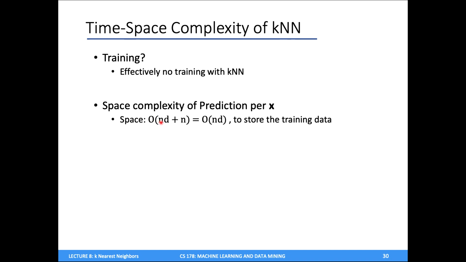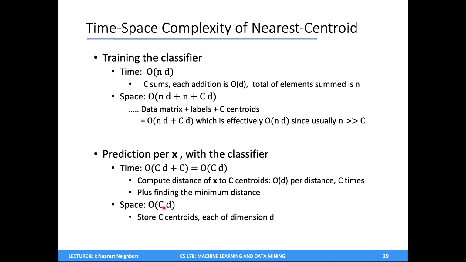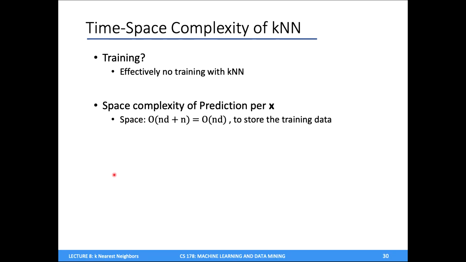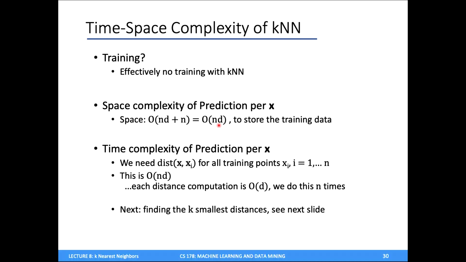So notice the space complexity here is n times d for kNN, but it's C times d for the nearest centroids classifier. And so, scaling linearly in the data set size is much worse than scaling in the number of classes.